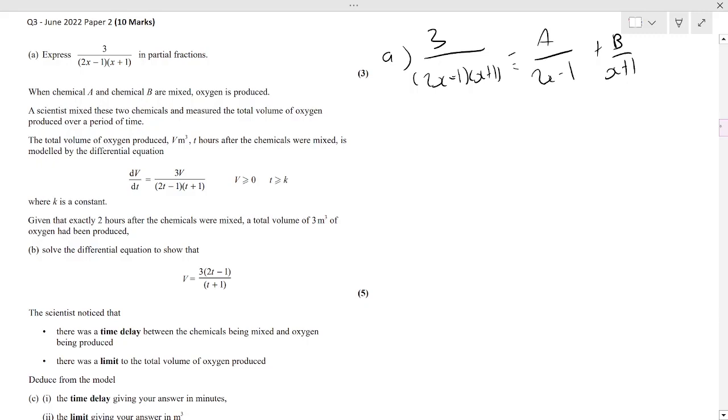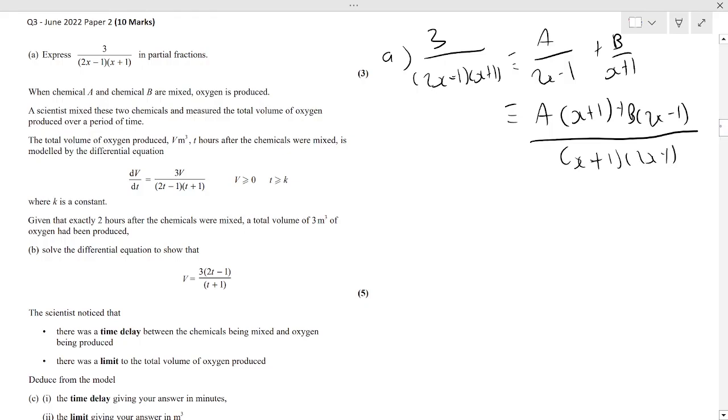Okay, so I need to find a and b. Let's try and add it. So a(x plus 1) plus b(2x minus 1). I'm just adding the fractions together to get a common denominator, which again will be (x plus 1)(2x minus 1). And I notice this is in the exact same form as the original fraction, and the denominator is the same. So that means the numerator also has to be the same, which means we get this. And now this is essentially some sort of simultaneous equation.